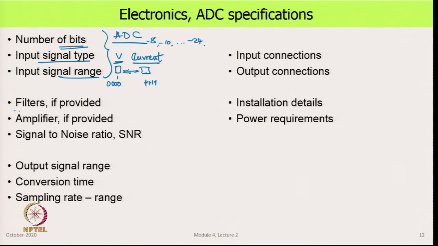Then, are filters provided, and if so, what types and at what frequencies? We could even buy filters and put them together in our circuit. Same thing with amplifiers. We can either use the inbuilt amplifiers in the instrument, the A to D converter, or the data acquisition card, or configure it ourselves by buying individual items. And in both cases, they will always tell you what the signal to noise ratio is under various circumstances.